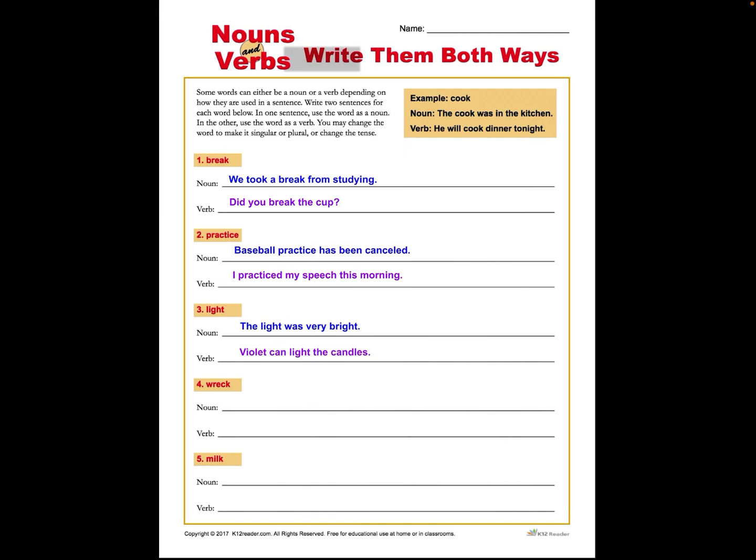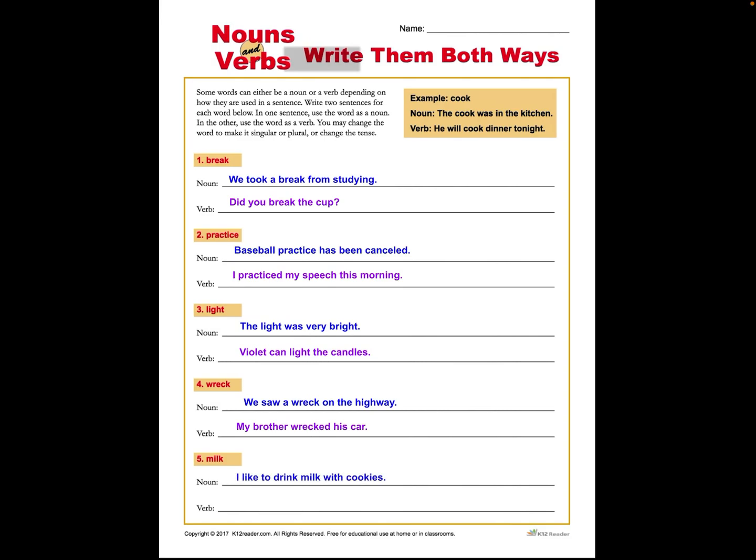Then we have Violet can light the candles. Well, if Violet is going to light the candles, she is doing something. It is a verb. So therefore, light is an action. Violet is capitalized because it's a proper noun and at the beginning of a sentence, and it ends in a period. Let's look at the last 2 words, wreck and milk. We saw a wreck on the highway. So a wreck would be like a car accident. And that is being used as a noun. Or my brother wrecked his car as an action. It's being used as a verb.